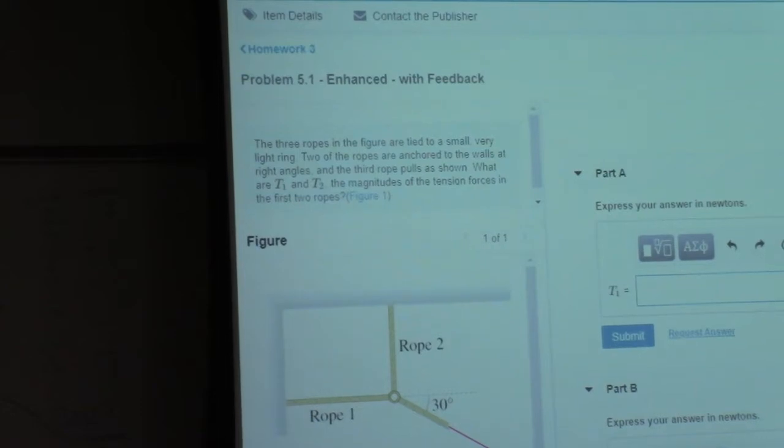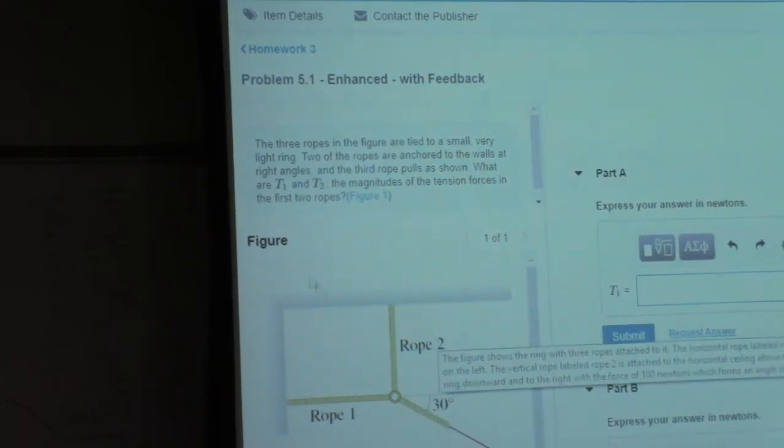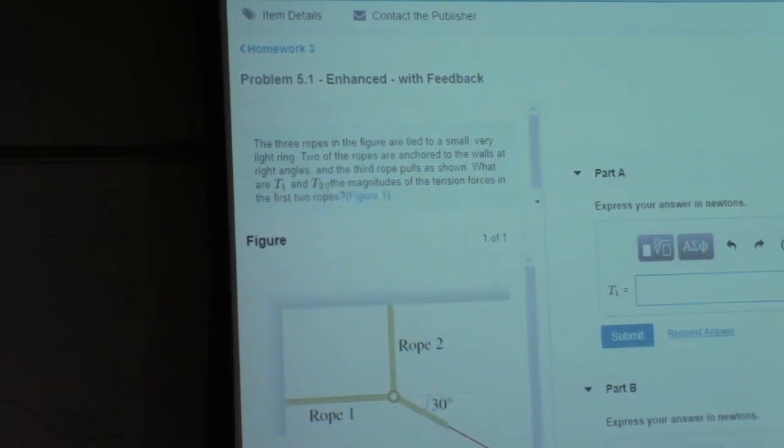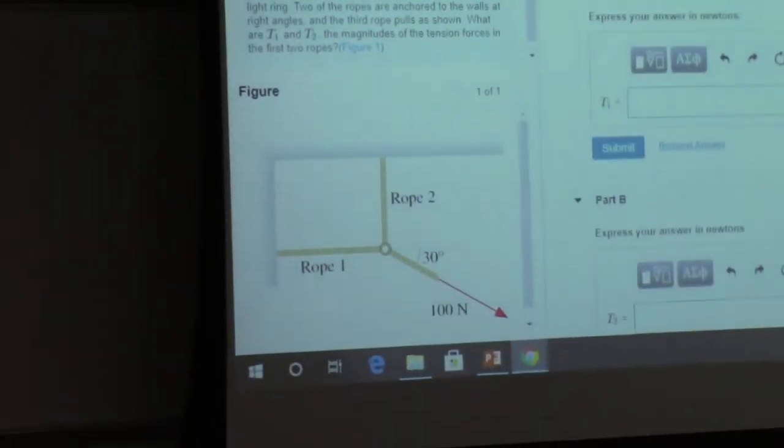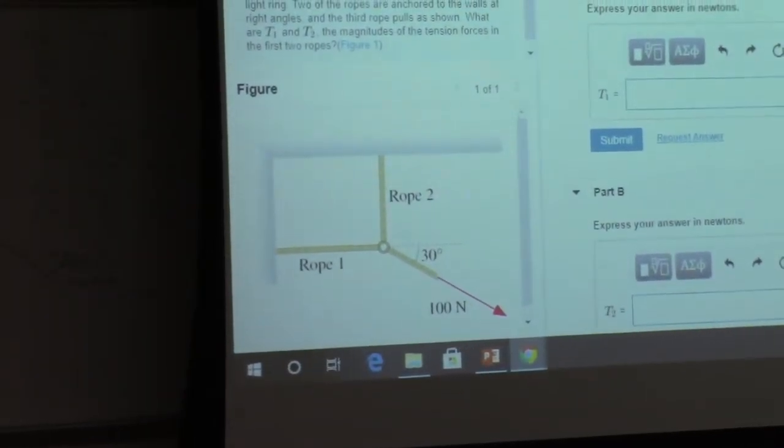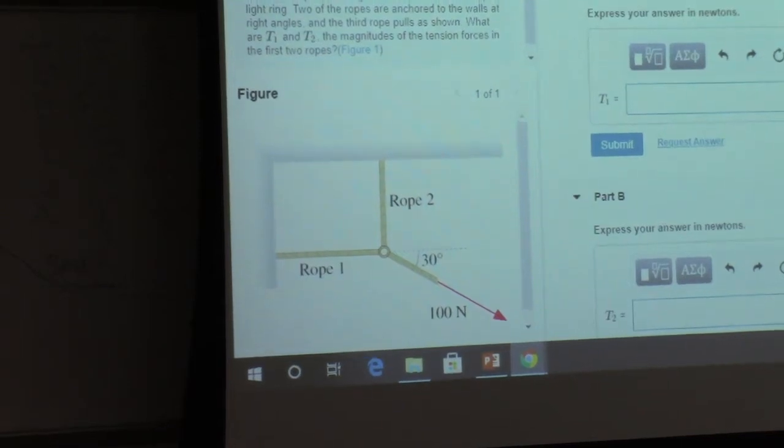So we've got 3 ropes in this picture tied to a small, very light ring. 2 of the ropes are anchored to the walls at right angles, so rope 1, rope 2. What are T1 and T2, the magnitudes of the tensions in the first 2 ropes? And we're given what this one is down here. Okay, so this is a statics problem. All the forces are balanced. So let's take a look at it.